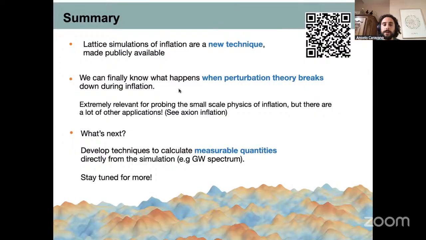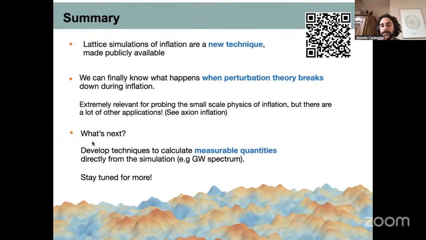And we can use this technique, and we've been showing that you can finally know what happens when perturbation theory is not reliable during inflation. This is extremely relevant for probing the small-scale physics of inflation using gravitational waves. We haven't really calculated the gravitational wave signal, but we have shown that in models that are interesting for gravitational wave astronomy, these simulations are essential. But there are also other applications beyond the small-scale physics of inflation, for example, understanding models where this backreaction is important for other reasons, like axion inflation.